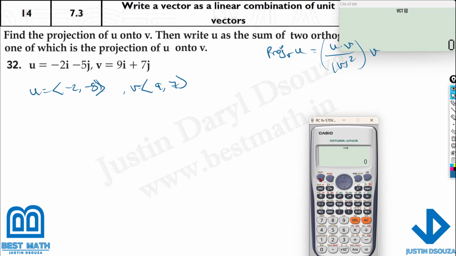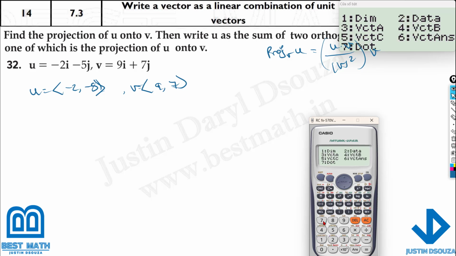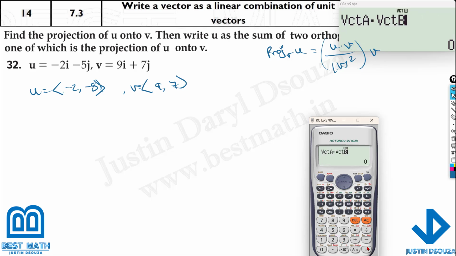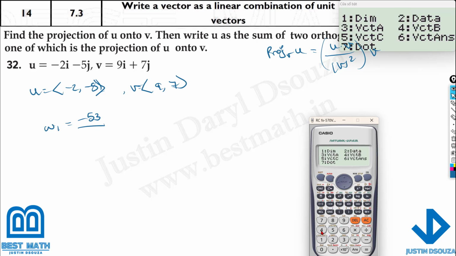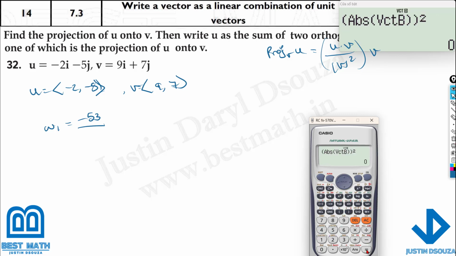Now, both the vectors are saved. Shift 5, select the first vector. Dot product is Shift 5 and option 7. And Shift 5 option 4 for the second vector. It's -53. So for the dot product, W1 will be -53 divided by, what is the magnitude? It'll be, open the bracket, Shift HYP for the absolute value, and Shift 5, put in the second vector, close the bracket twice and square it up. It's 130. So here we have 130.